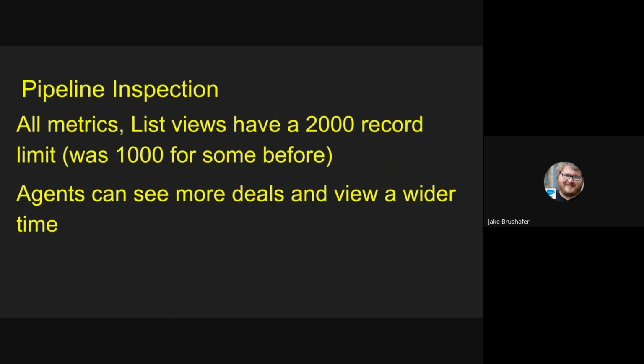All right, and then we have our pipeline inspection. So if you're a salesperson or you're managing sales teams, all your metrics and list views now have a 2,000 record limit. It was only 1,000 before. So we get some new enhancements so we can actually see more data. We can make better decisions because we have more data points you can look at. So agents can now see more deals and view a wider time frame as well. So with that update, we can expand our timeline. So it's not just the current couple quarters. We can expand it and look at the complete pipeline for a longer time frame.